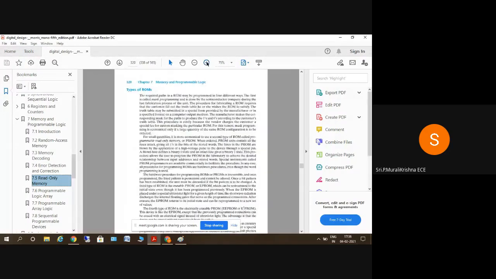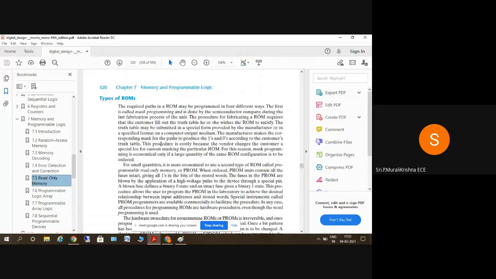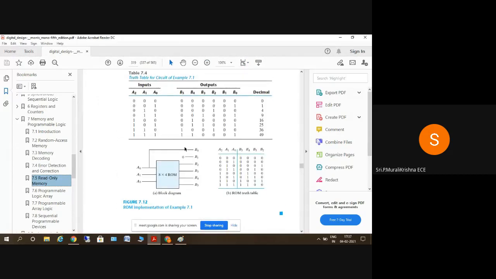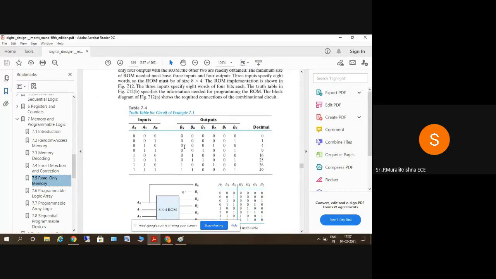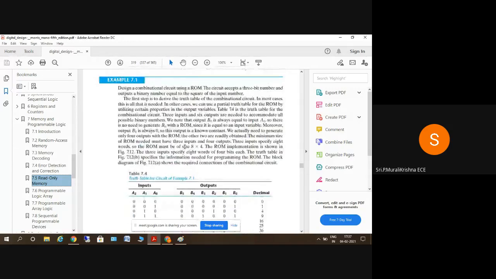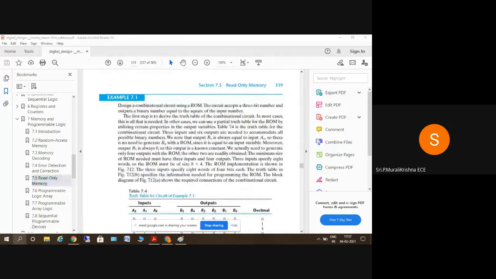Coming to the types of ROMs here. Generally, what do you remember when you see a ROM? We can perform only the read operation. Okay, so wait a minute.